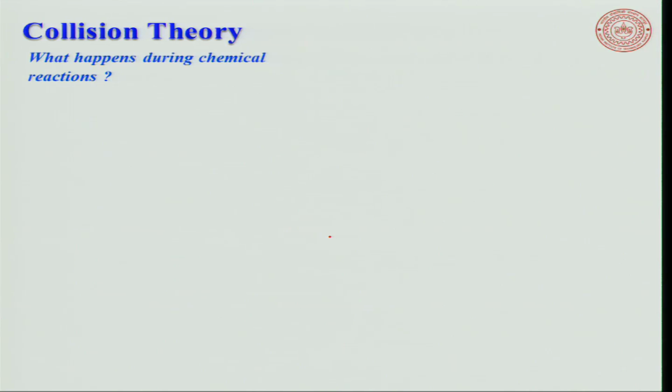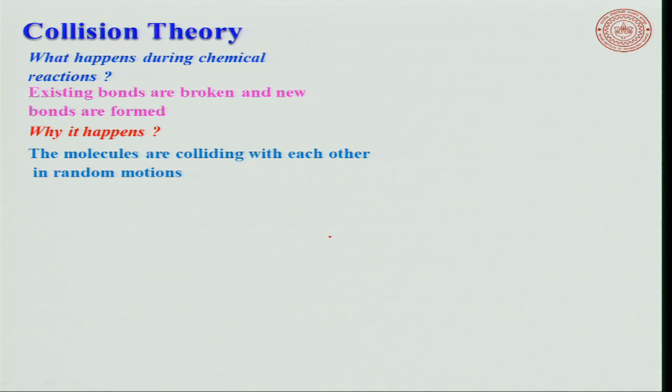As I told you, what happens during a chemical reaction? I must repeat that existing bonds are broken and new bonds are formed, and that is the way of life: old things go out and new things come in, then only life will be there, otherwise not. So, similarly for that you need to have enough energy, because the molecules are colliding with each other in a random motion. Therefore, something new comes out of it when there is a collision, and it should have enough energy.